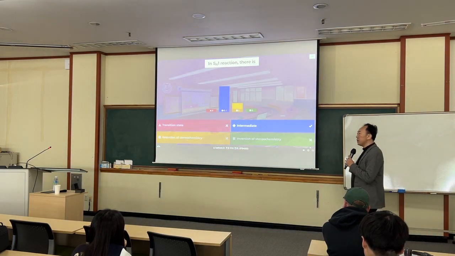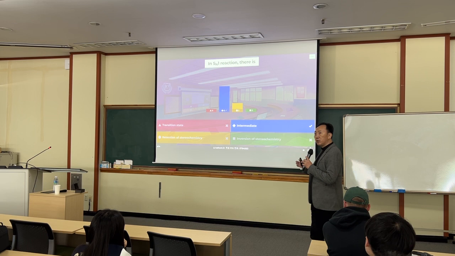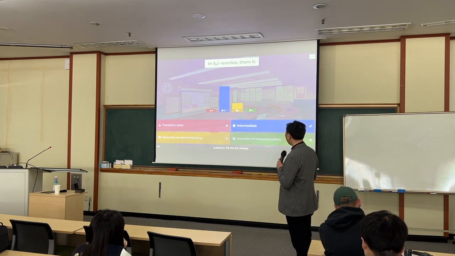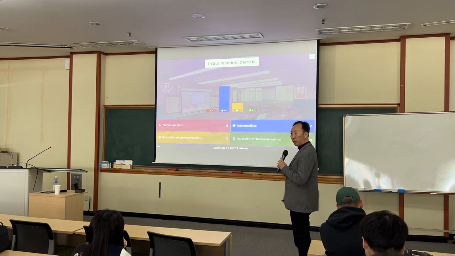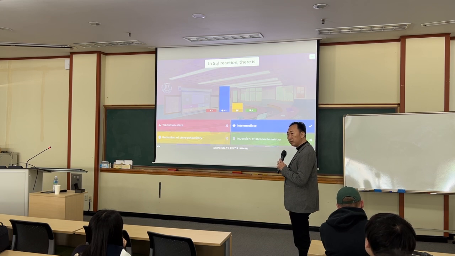Okay, SN1 reaction has an intermediate, carbocation intermediate, and SN2 reaction gives inversion. SN1 reaction is not retention. If it is not retention, then what? Racemization. Generating a mixture.